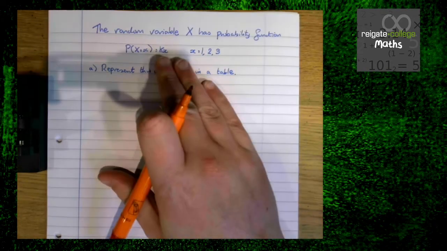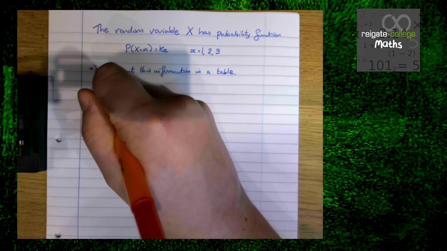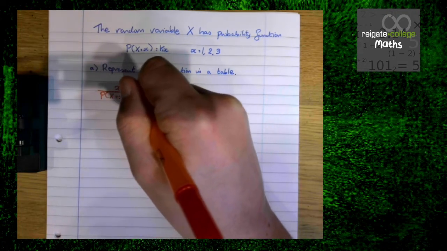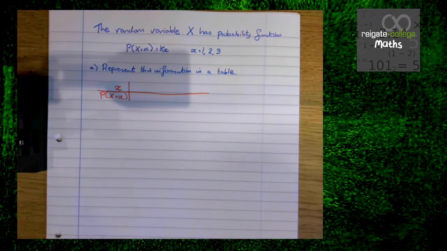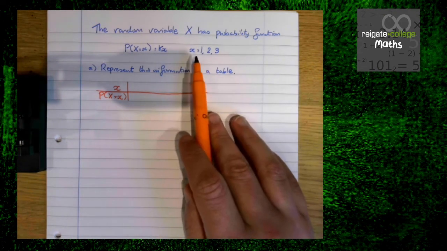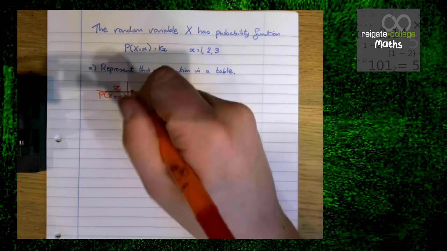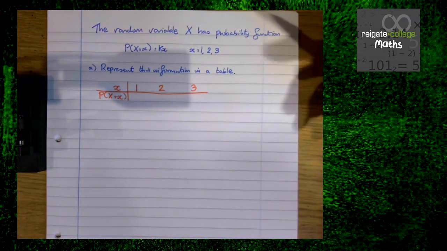Now, just because this has got some k's in it, the table, the layout, still stays the same. We still have lowercase x as our top row, and probability of capital X equals lowercase x on our bottom row. Now we already know the possible outcomes. What x could be: 1, 2, or 3. So we're told what our top row is going to be.